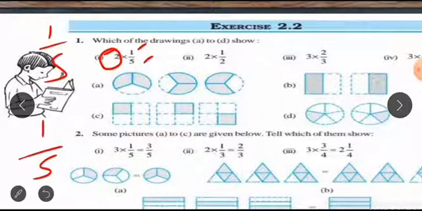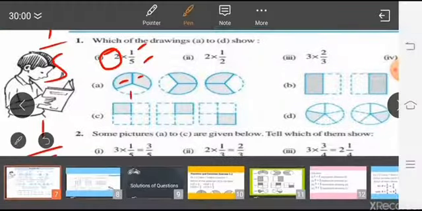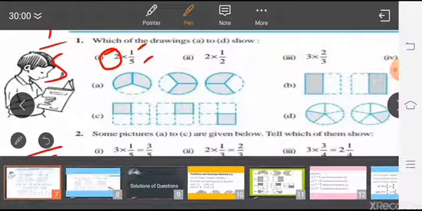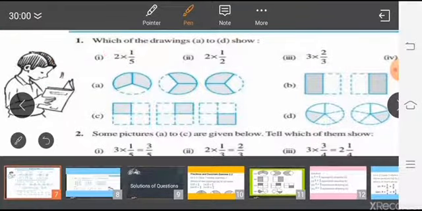So in the first picture there are only 3 parts, so leave it. In the second there are only 2 parts, so this is not the solution. There are total 4 parts, this is also not the solution. In the last, D part, you can see here 1, 2, 3, 4, 5. So total parts are 5 and total pictures are 2. So how can you represent it, students?